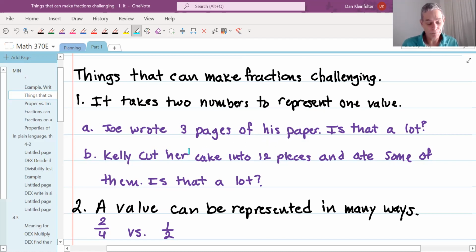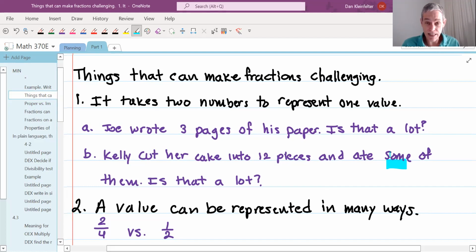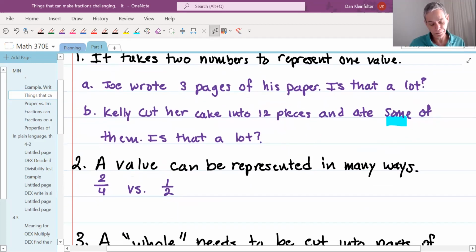Okay, for B, Kelly cut her cake into 12 pieces and ate some of them. Is that a lot? Well, of course, you'd need to know how big the cake was, I suppose, but let's say that it's just your regular birthday cake size cake, okay? And we cut it into 12 pieces. If she ate some of them, okay, sure. Is some like 1 piece, 2 pieces, 3 pieces, or is it like 11 pieces? Okay, so you need to know how many pieces we're talking about in addition to knowing how many parts the whole was cut into, which was the 12.